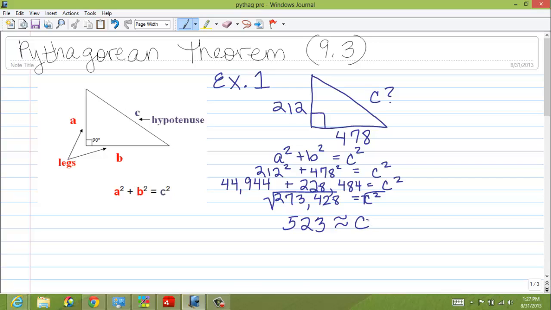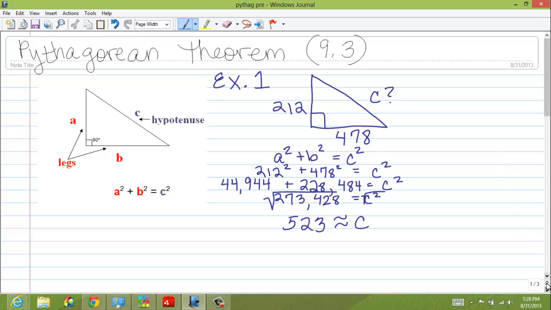Because it's an approximation, I'm going to make this symbol right here, two little squigglies. This is approximately c. It's really important that every time you round, you use the approximate symbol. It doesn't equal c. Equal means it's the exact value. Anytime you round, it is an approximation. But the answer is that it's approximately 523. Or you could say about, around, close to. Those all mean that you rounded.